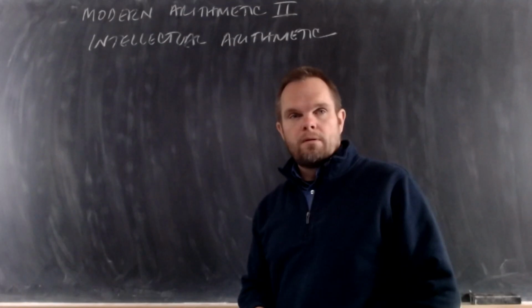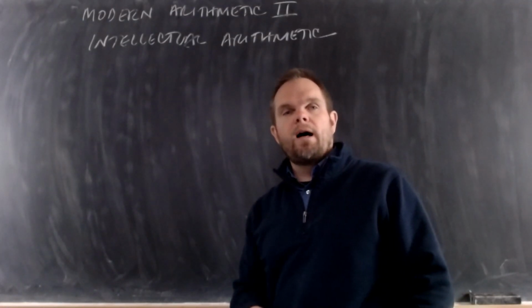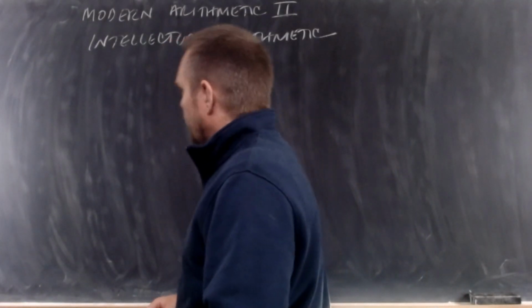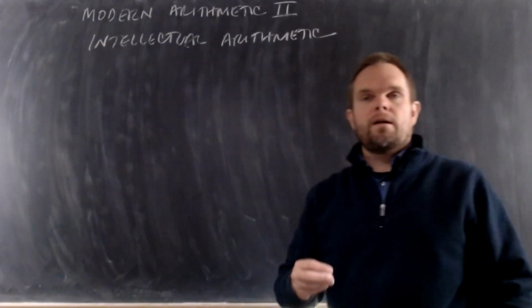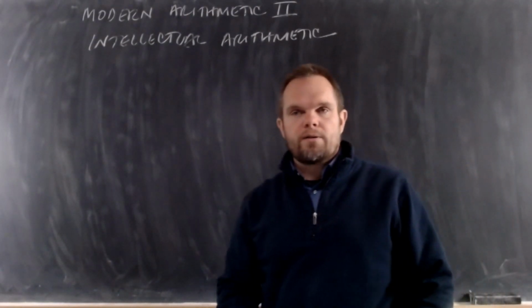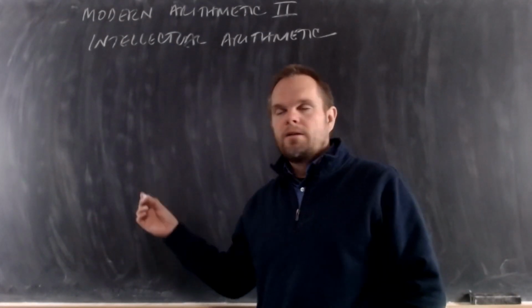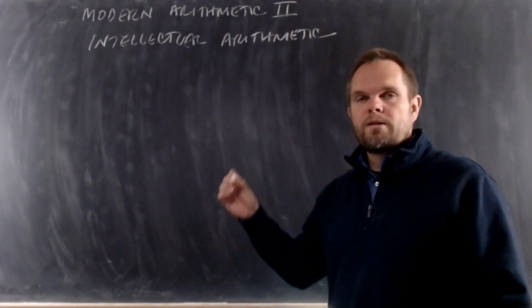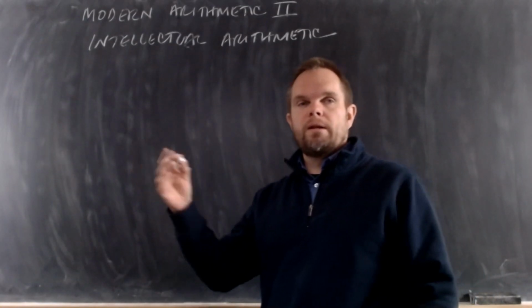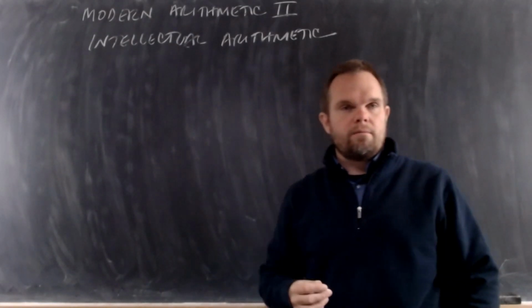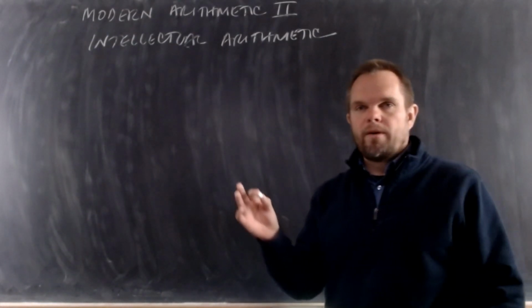Arithmetic 1, you count with beans. That's right, good. You count with objects, okay? In Modern Arithmetic 1, we counted with objects. We thought about objects. In Intellectual Arithmetic, what's the difference? What are we trying to learn to do in this course? We're going to count with our minds. Right, we're going to learn to count with our minds.